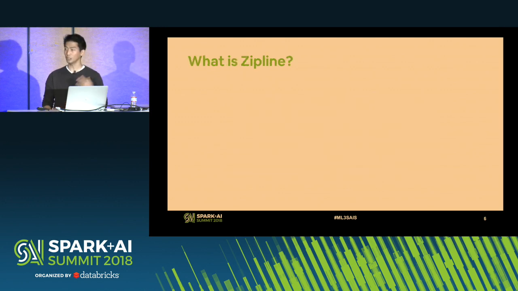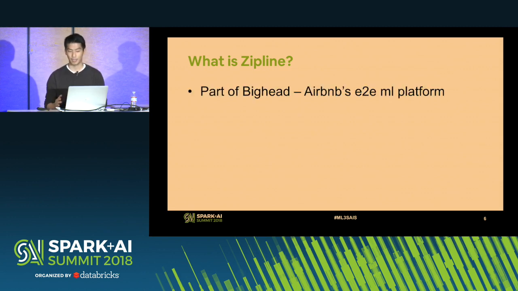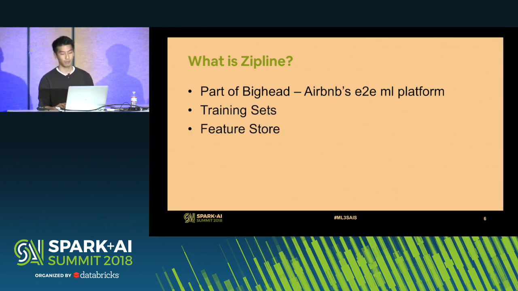And so the core of the presentation is, what is Zipline? I'm sure everyone's dying to know. It's a part of Big Head, which is Airbnb's end-to-end machine learning platform. As I mentioned before, it does focus on data discovery and training sets. And so training sets is a key component that we want to focus on, as well as a feature store.